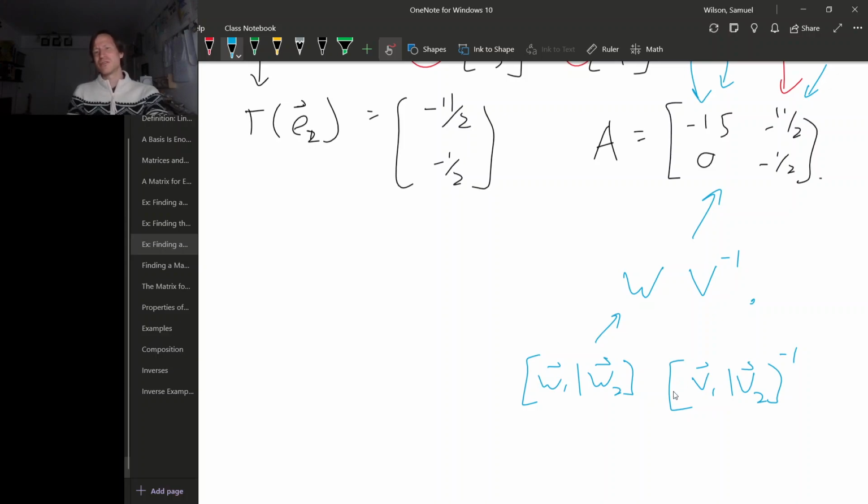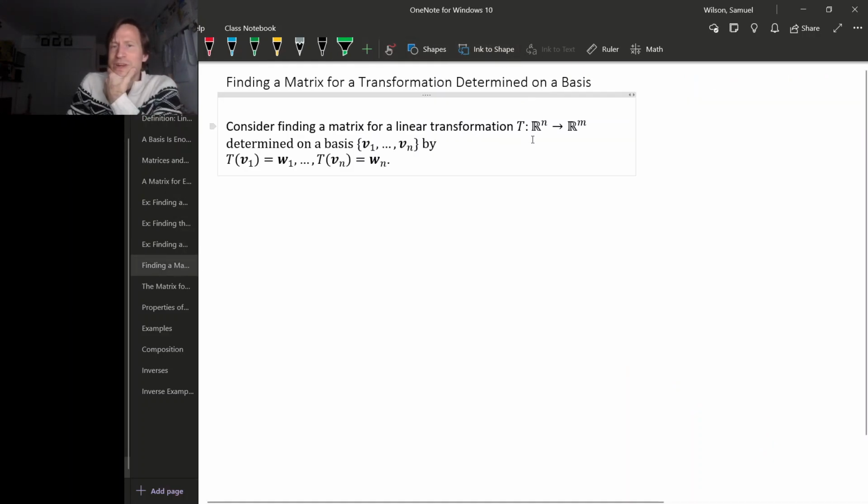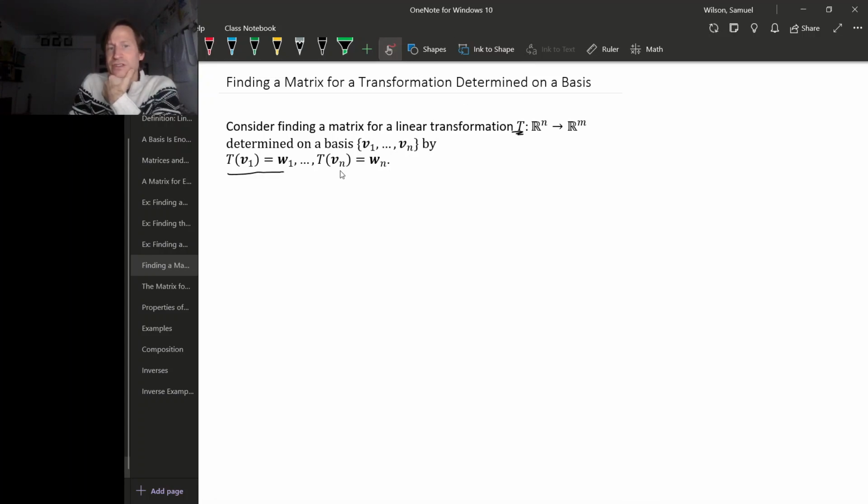So what would the general situation be? This was a very specific 2x2 example, so let's think about the general situation. Suppose that we have a linear transformation, and we know the values of this linear transformation on a basis for the domain space. The domain space is Rn, so we have n basis vectors to begin with. Those I'm calling v's, v1 through vn. And we have n output vectors, w1 through wn.